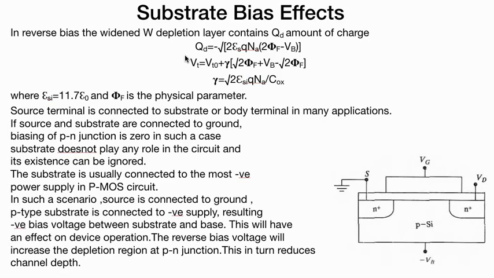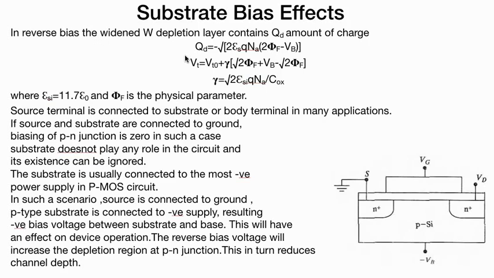If the source and substrate are connected to ground, biasing of the PN junction is 0. In such a case, the substrate does not play any role in the circuit and its existence can be ignored. The substrate is usually connected to the most negative power supply in the NMOS. In such a scenario, the source is connected to ground. The P-type substrate is connected to the negative supply, resulting in negative bias.